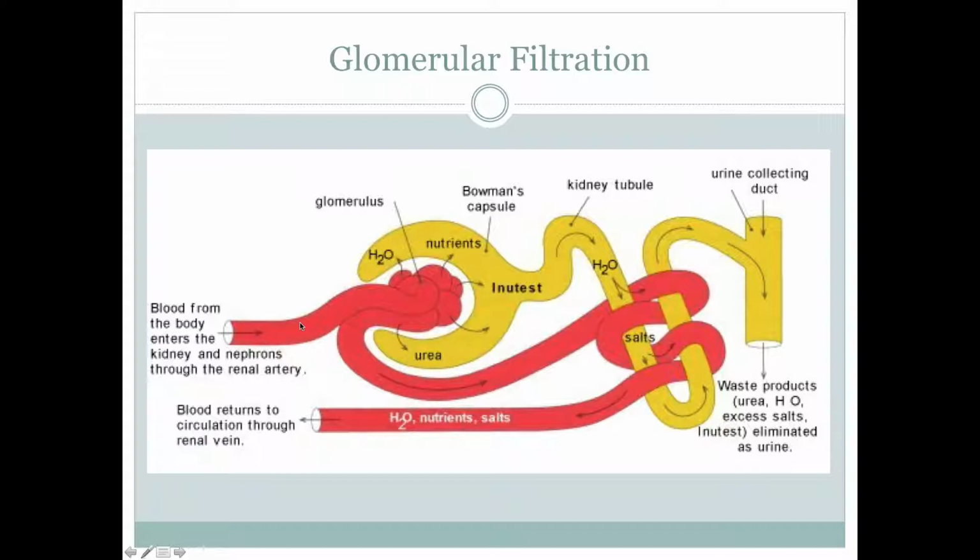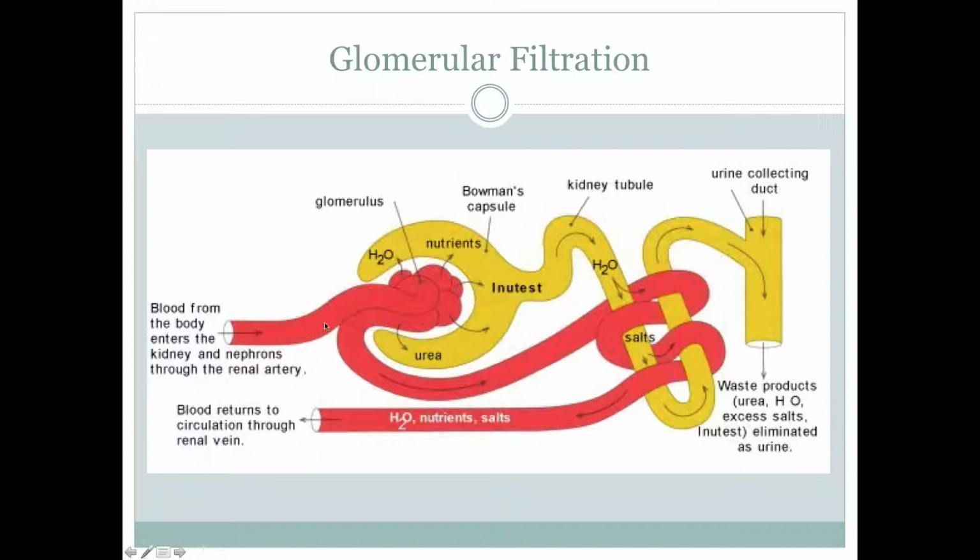Remember, it's going to go from the aorta to the renal arteries and then get squeezed into smaller and smaller spaces until it gets to the smallest levels, called the arterioles. So there is an afferent, which means going towards, and an efferent, which means going away from, arteriole. And this is going to be a very high pressure system.